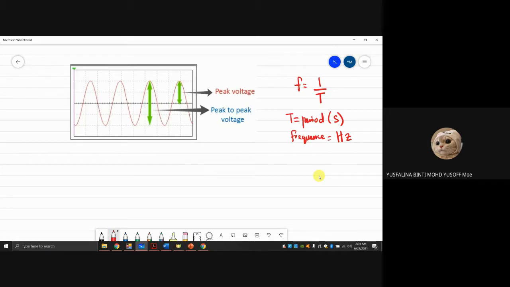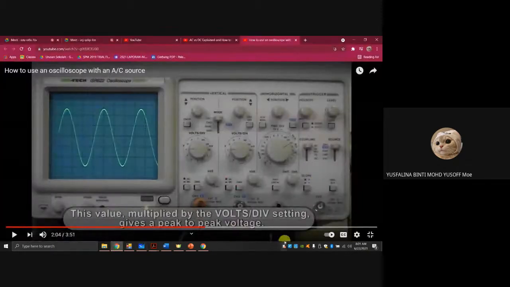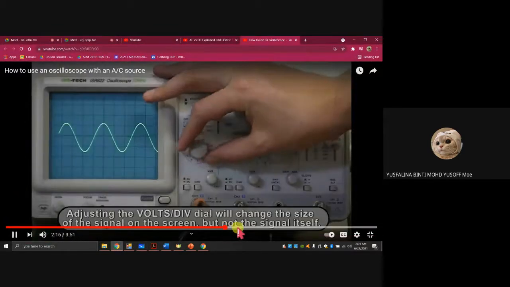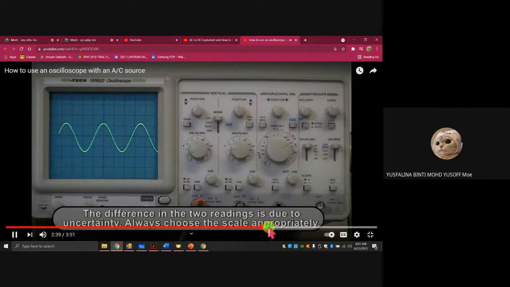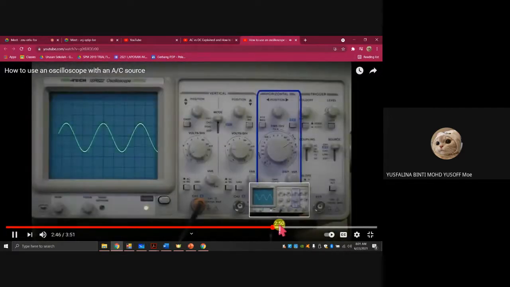So how can you calculate the frequency from the CRO? Let's see the video first. Alright, so measuring the period and frequency. Just now you can see this one is to control the voltage, right? And you can see it can move the position of the graph up and down. In the middle here, we use this to control the time of the graph. Let's see what the function of the position here is.